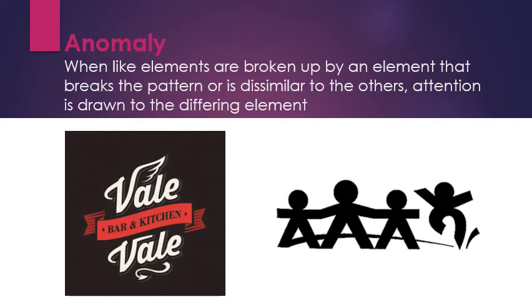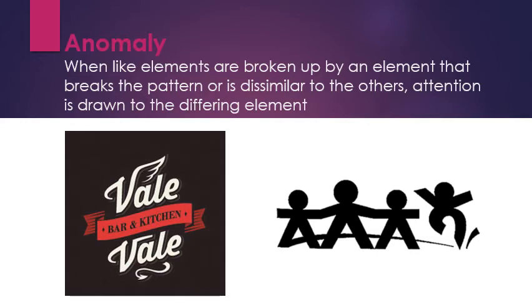So here are just two visual examples of anomaly at play. The first one, Val Bakery and Bar and Kitchen. The red banner going across this logo is obviously the focal point, and your eye is just naturally drawn to the horizontal shape. I mean, it's red, so it's double drawing your attention to it, but the horizontal shape breaking the overall organic circle of the logo is playing off of this idea of anomaly.